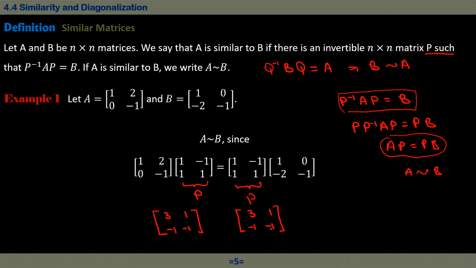Let's see, on the left and on the right, we have exactly the same two matrices, so they are equal. So our P matrix is this: 1, negative 1, 1 and 1. So from here, we can say that A is similar to B. That is how we define the similarity between matrices.